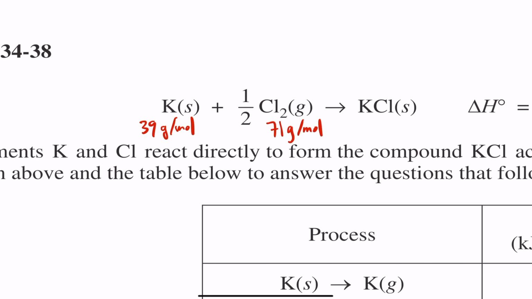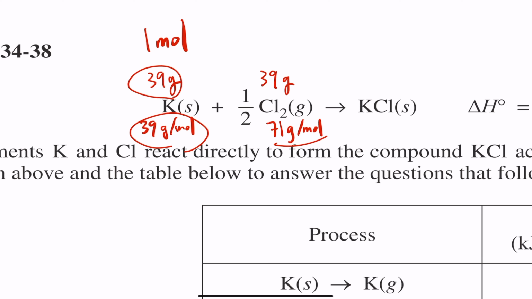So what I'm going to do is assume that I have 39 grams of each. Why am I picking 39 grams as the number? Because that makes this nicely just 1 mole of potassium. And for chlorine, 39 times 2 is 78, and that's not quite 2 moles of Cl2, so let me just say 1.8 moles for the sake of estimate.